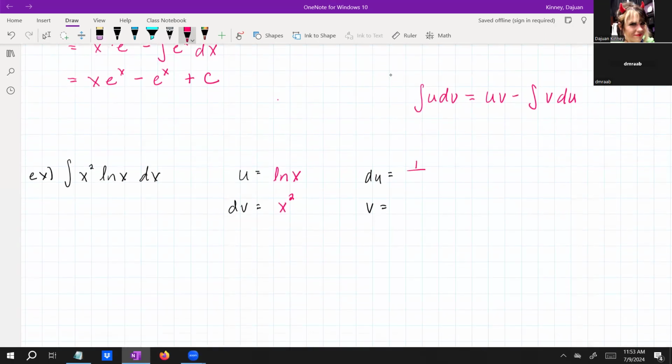Let's take the derivative, scoot this up a little bit. The derivative of natural log is 1 over x. The antiderivative of x squared is 1/3 x to the 3rd. Cool. Rewrite. So this says take my u times my v.